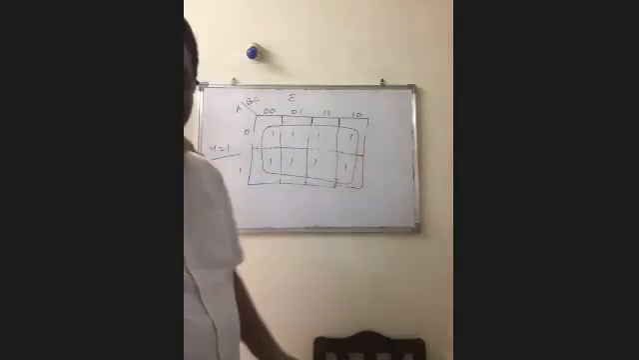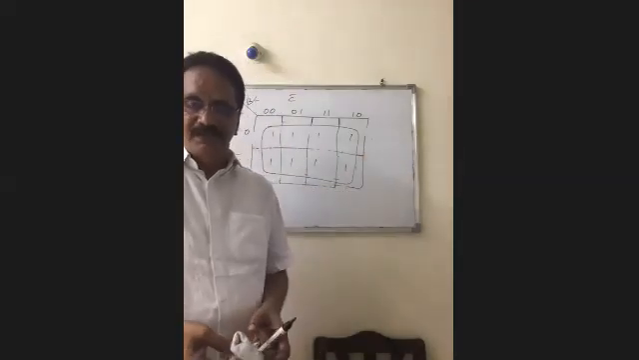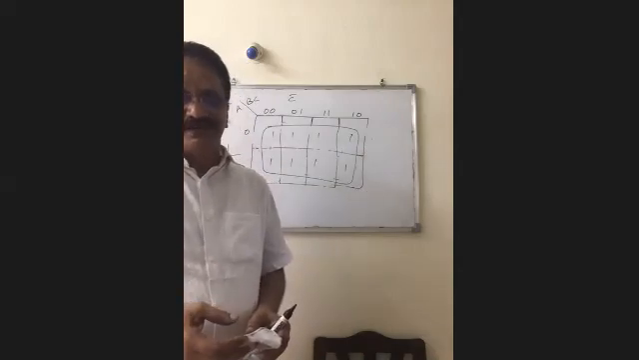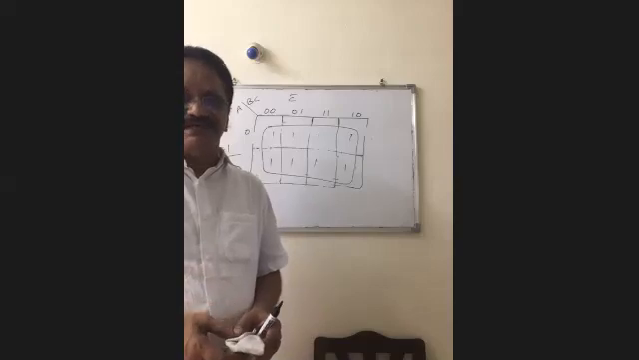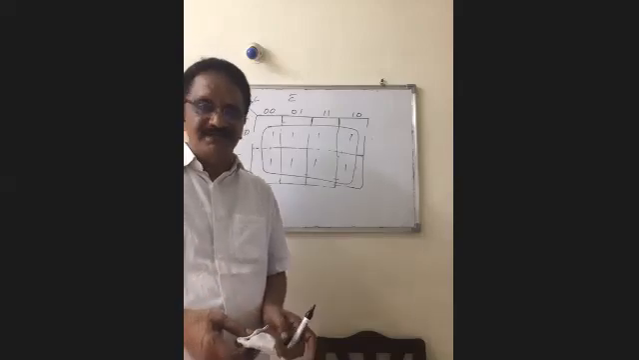A group of 2 ones is called a pair. A group of 4 ones is called a quad. A group of 8 ones is called an octet.